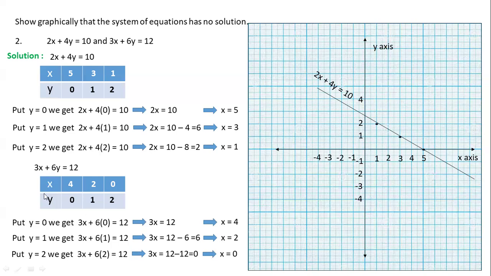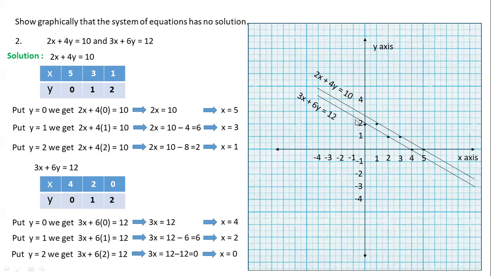Now let's take the second one. X is 4, y is 0. So that means it is here. X is 2, y is 1. Correct? X is 0, y is 2. It is here. Let us join this. This is the graph of 3x plus 6y is equal to 12. So we have drawn these two.